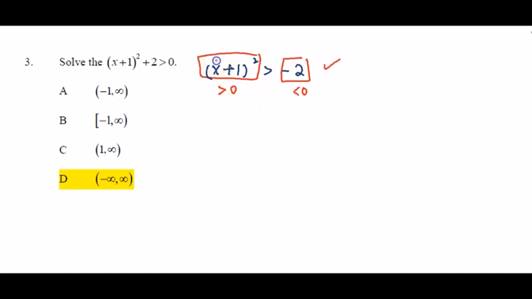This means that no matter what value of x you substitute into the left hand side, you will always get a positive value. And you can accept any x value to replace in this x. So we say that x is all the real numbers. x can take all the real numbers. This is in set form. Or you can say that x can take negative infinity to infinity. So the answer is D.